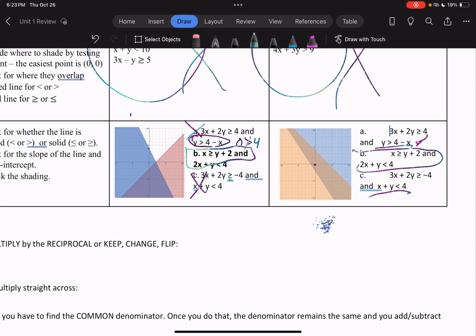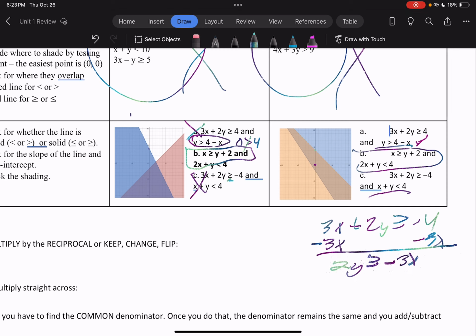If we solve 3x plus 2y is greater than or equal to negative 4, subtract 3x from both sides, we get 2y is greater than or equal to negative 3x minus 4. Divide both sides by 2. We get y is greater than or equal to negative 3 over 2 x minus 2. So here we do have a y-intercept of negative 2. We're going down 1, 2, 3, and over 2, so that slope also works because it's a negative slope.